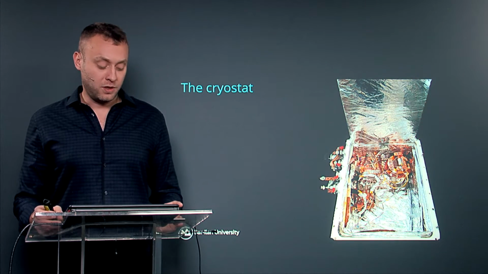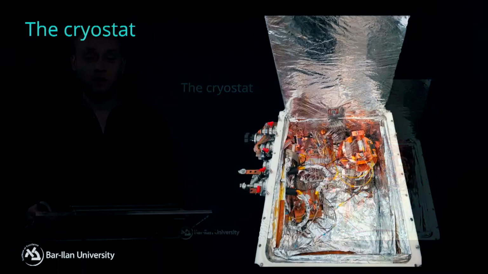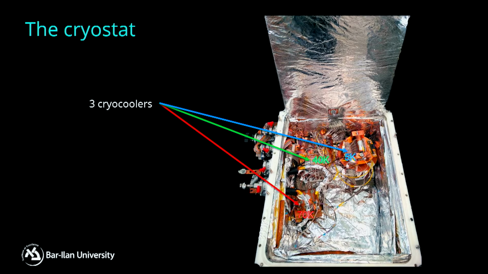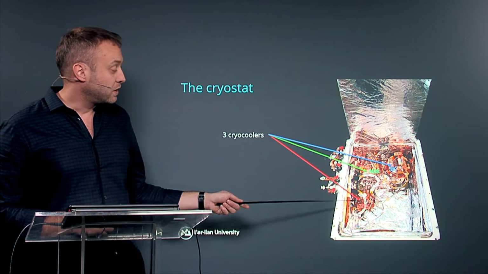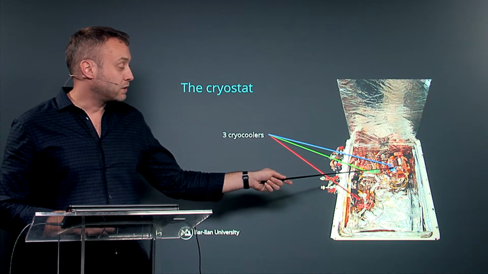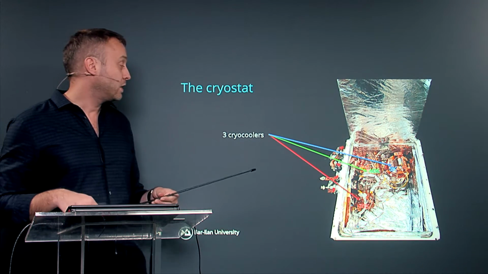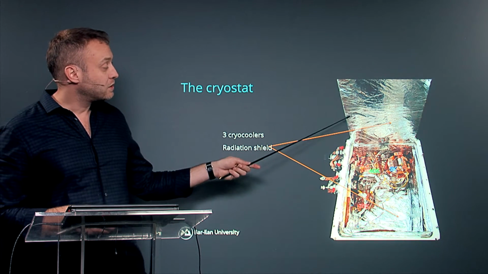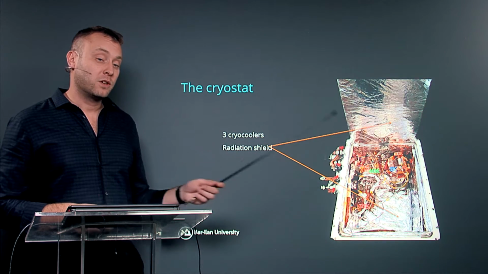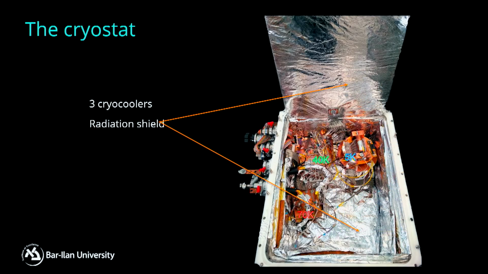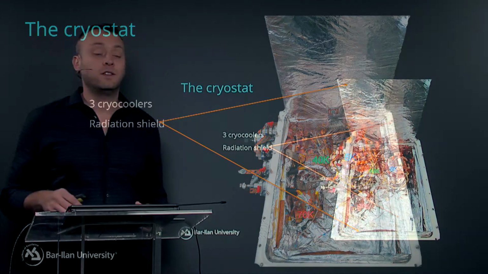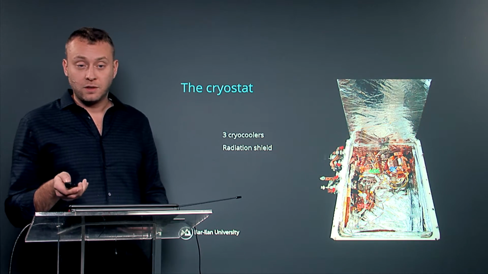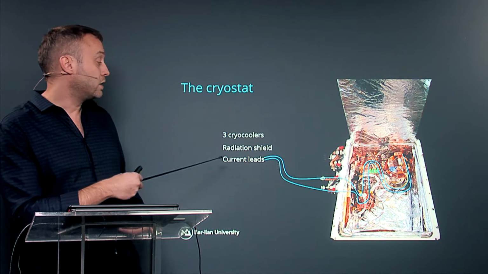This is the actual picture of the cryostat. So we actually have 3 cryocoolers. The first one is for 70 Kelvin, 40 Kelvin, and 5 Kelvin. That's the lowest temperature we could reach in our case. These shiny things are radiation shields, because radiation heat transfer is actually light. So we use a multi-layer mirror to reflect the heat coming from outside. And of course we have our current leads.